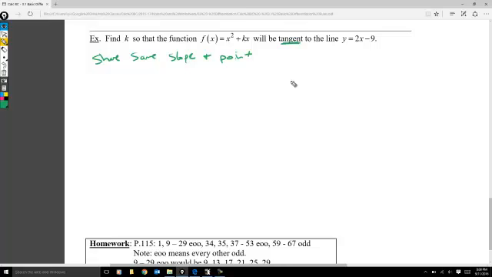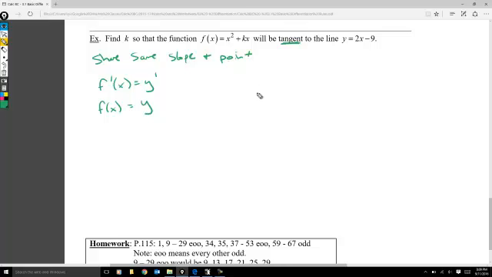So what this is telling me is that because they have the same slope, I know that their derivatives must be equal. So the derivative of x must be equal to the derivative of y. I also know that they share the same point. That tells me that my function must be equal to my line. Those are the two things that I know because they're tangent.